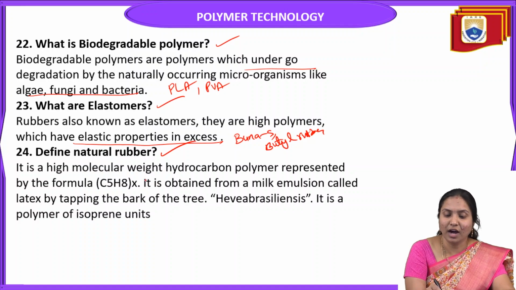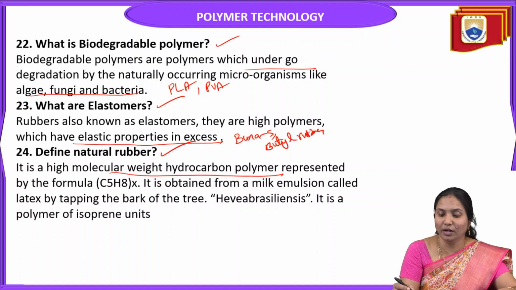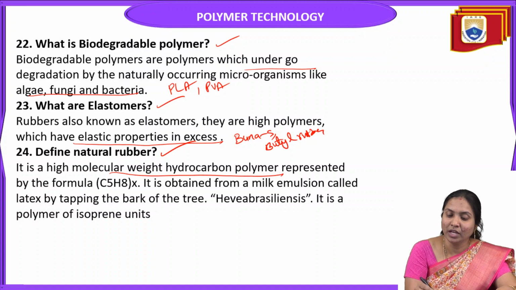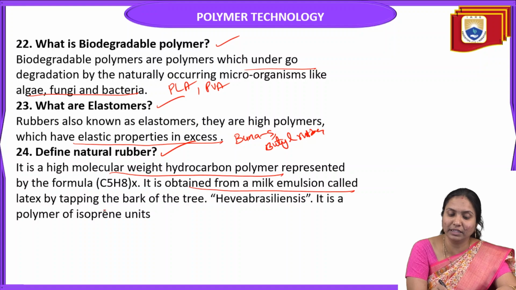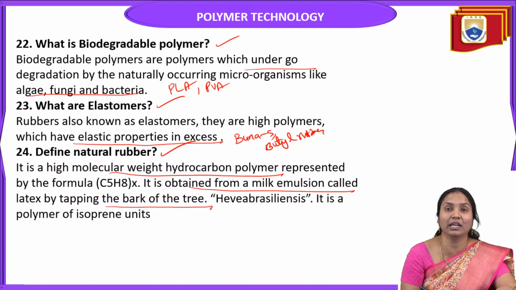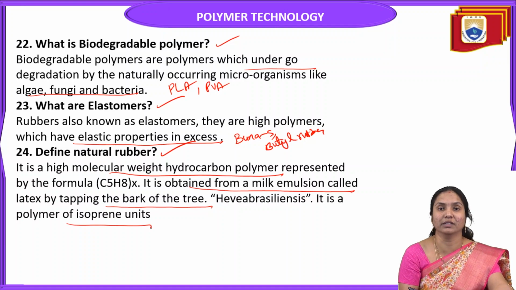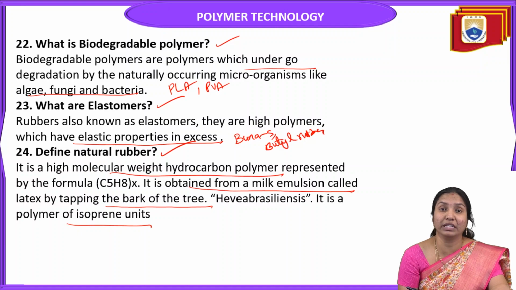And the next question is, define natural rubber. It is a high molecular weight hydrocarbon polymer represented by the formula (C5H8)n. It is obtained from a milky emulsion called latex by tapping the bark of trees like Hevea brasiliensis. It is the polymer of isoprene units. Simply we say natural rubber is obtained from Hevea brasiliensis rubber trees.